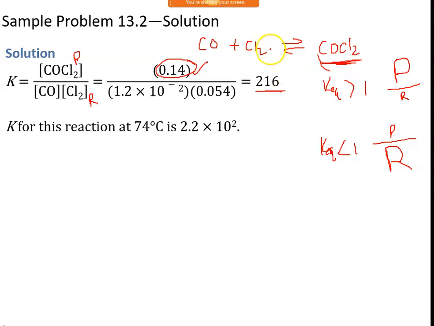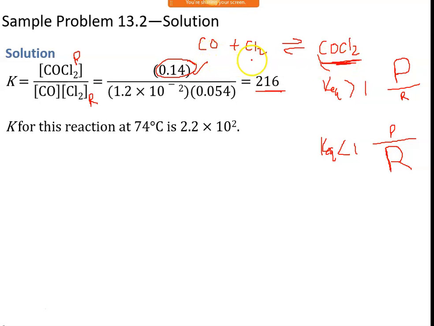Does that make sense? And then 216. Did I say 1,000? I meant 216. Sorry about that. All right, so it means that it's 216 times more of the COCl2 than I do have of the CO and the Cl2.